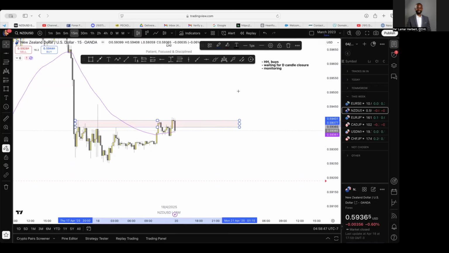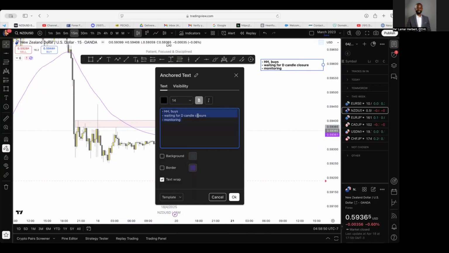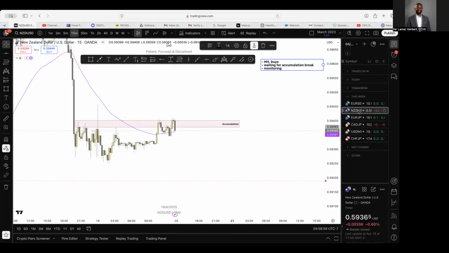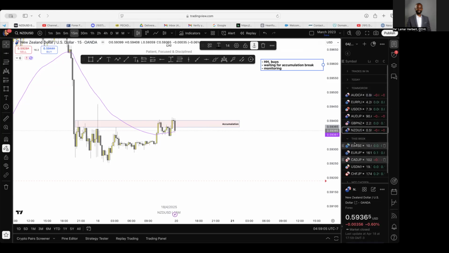I like that, right? So we're just looking for an accumulation break here. I really like the candle closure already. Waiting for the accumulation break, and we can actually move this into tomorrow. Let me just take it out, blue.